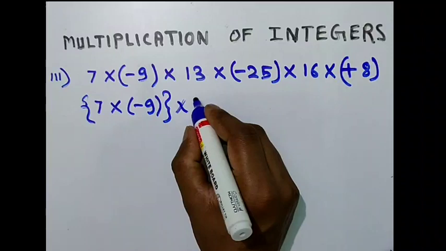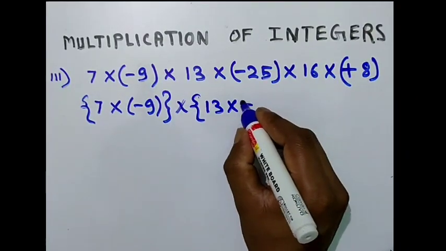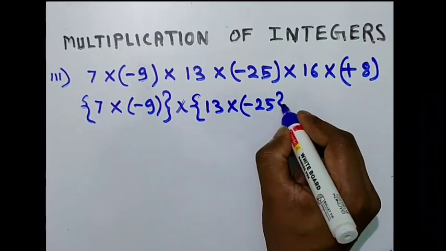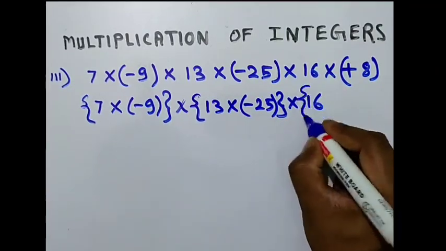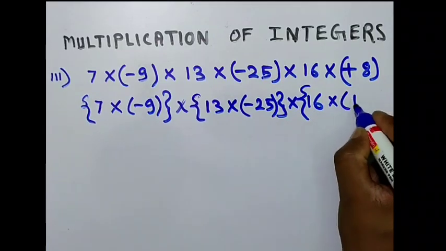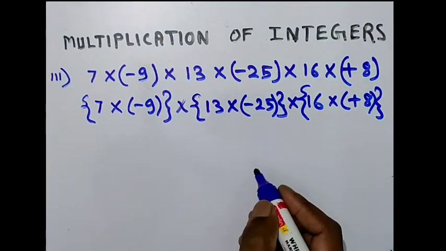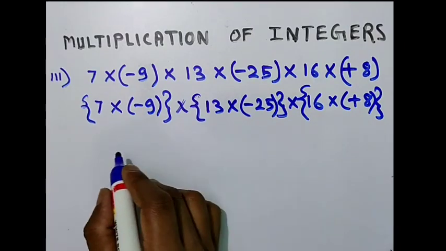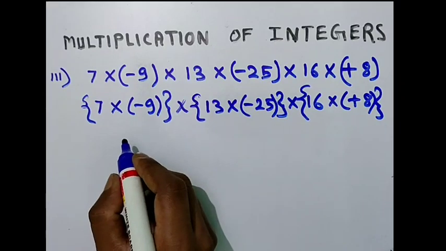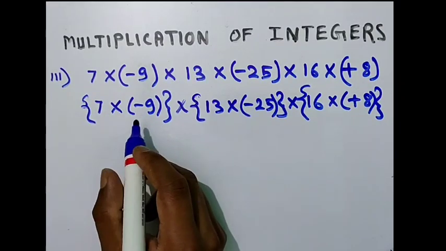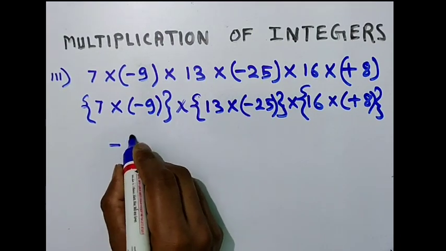Then simultaneously I can multiply 13 and negative 25, and then 16 and positive 8. Seven times 9 will give us 63, and positive and negative integer multiplied gives us a negative sign. So the result will be negative 63.